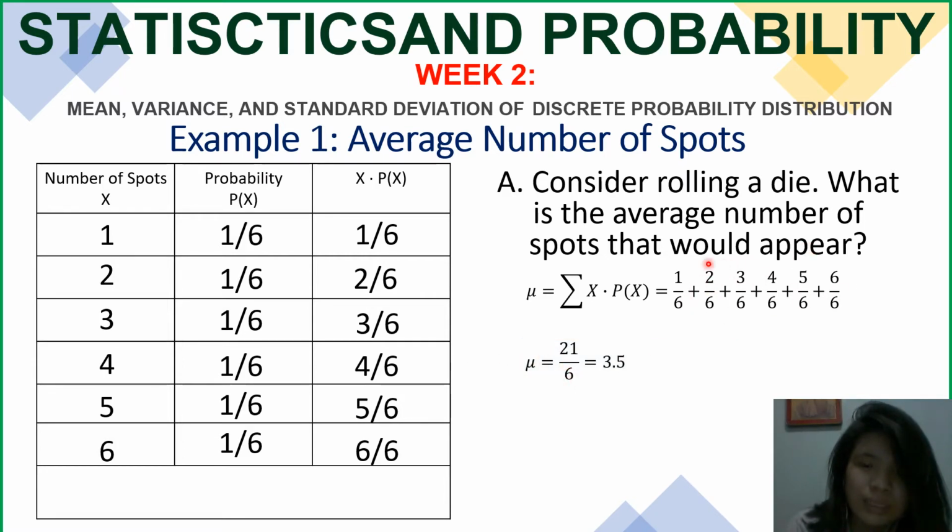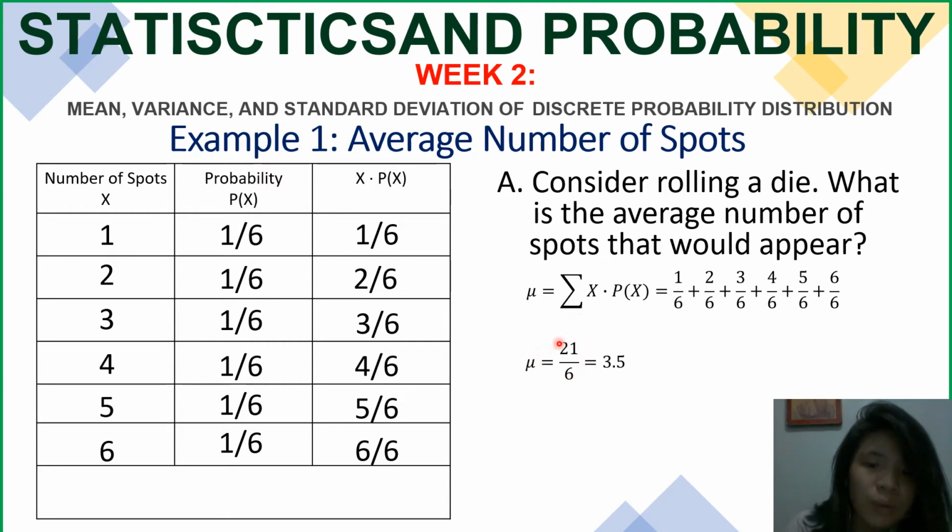Because this is a similar fraction. If the denominator is similar, just copy the denominator and add all the numerators. So that is 1 plus 2, that is 3. 3 plus 3 is 6. 6 plus 4 is 10. 10 plus 5 is 15. And 15 plus 6 is 21. That is why this is 21 over 6.